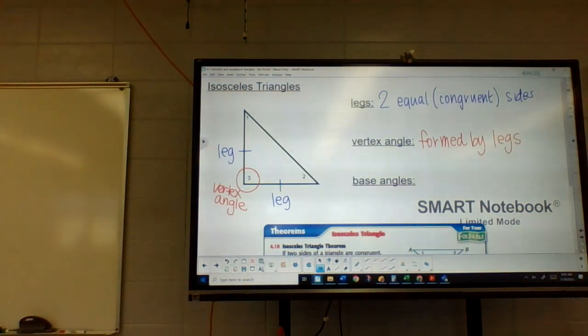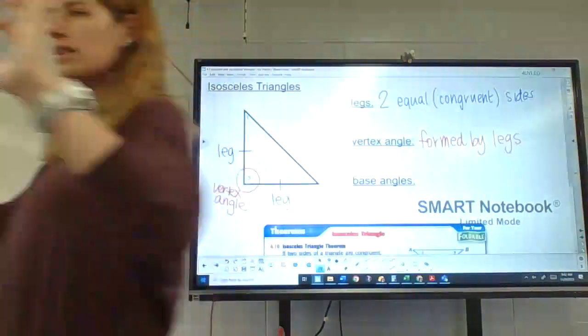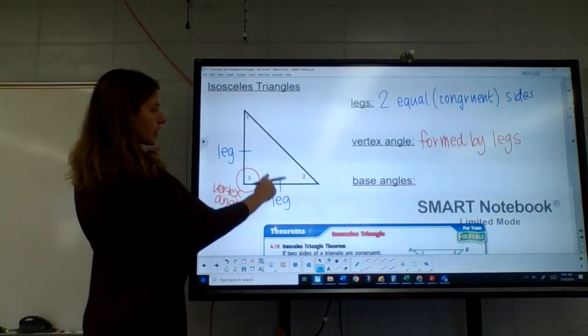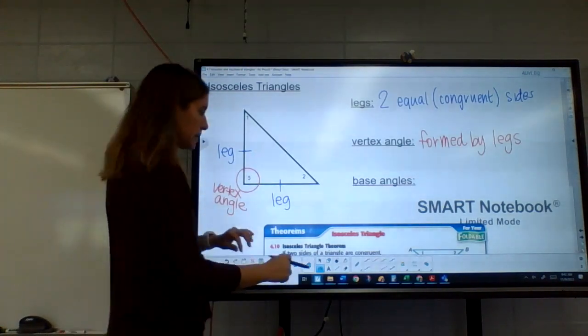Formed by the legs. And then the base angles are the ones that Griffin was mentioning. He had said the angles on the bottom are the same. In this case, it's going to be the two angles that are across from the legs that are going to be equal.